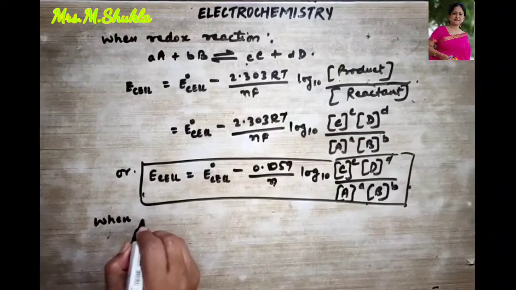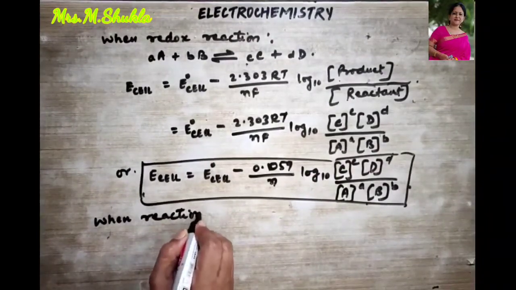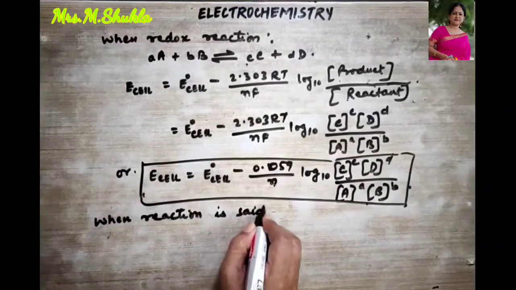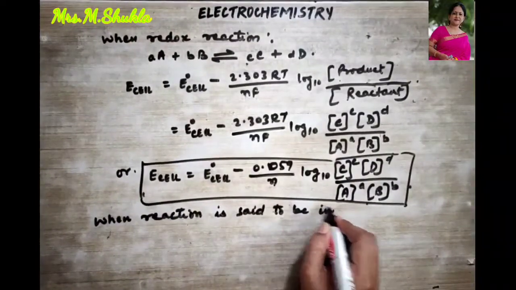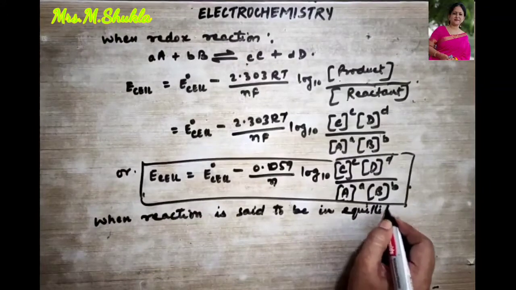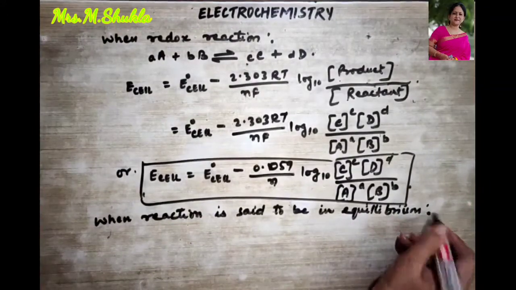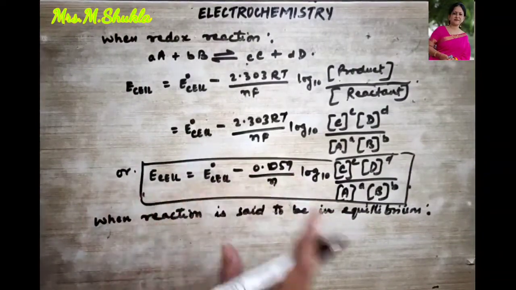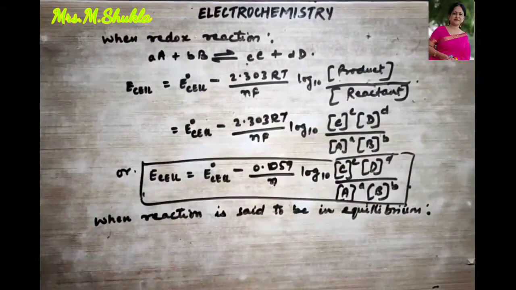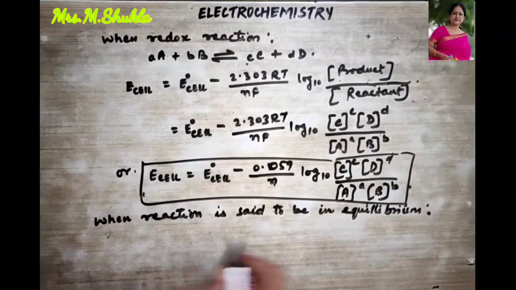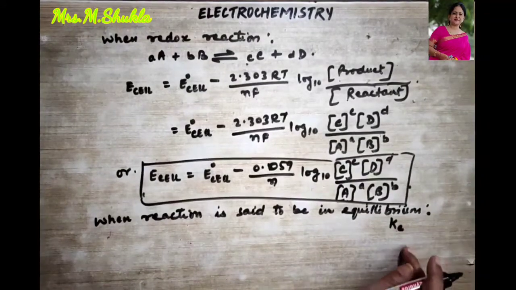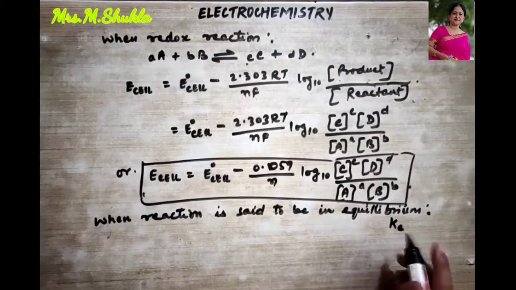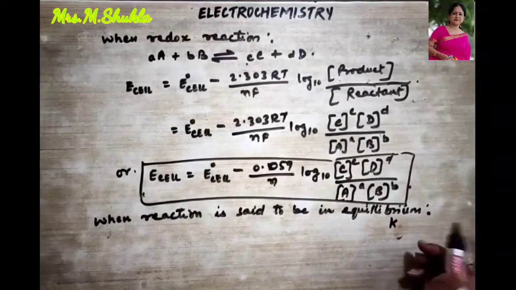So when the reaction is said to be in equilibrium, as I said, when the cell gets short circuited, the flow of electrons still continues till there is potential difference between the two electrodes. But when there is no potential difference, then the reaction will be said to be in equilibrium, which is represented by K C. This is your equilibrium constant. This is C, okay?